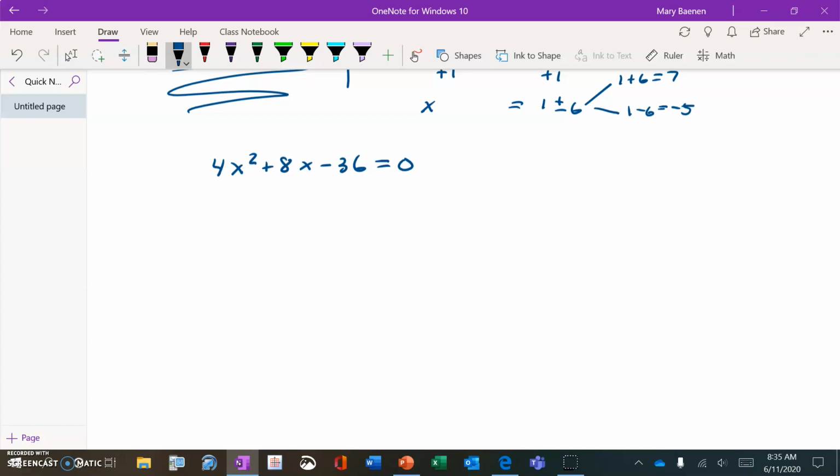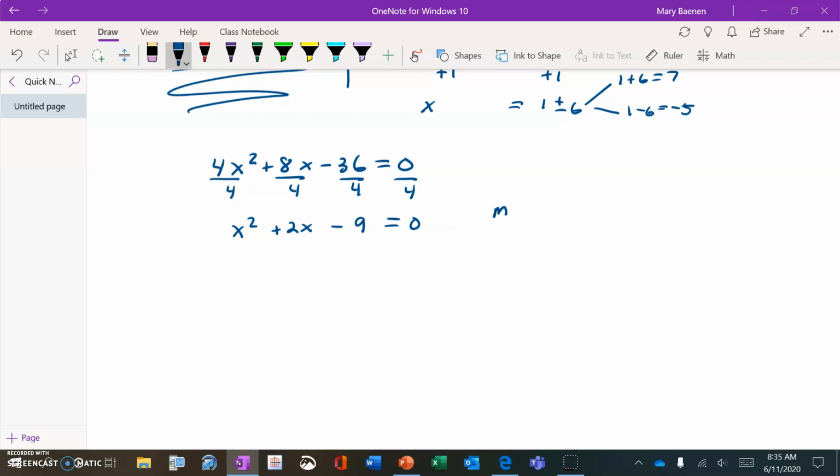Okay, first thing I see is, everything can actually be divided by 4 right away to make this easier. So I have x squared plus 2x minus 9 is equal to 0. Now, remember I said that sometimes this is a useful technique. What if I try multiply and add here?